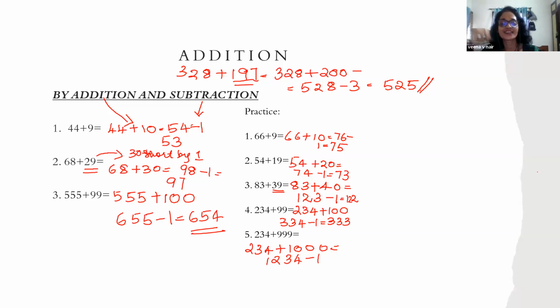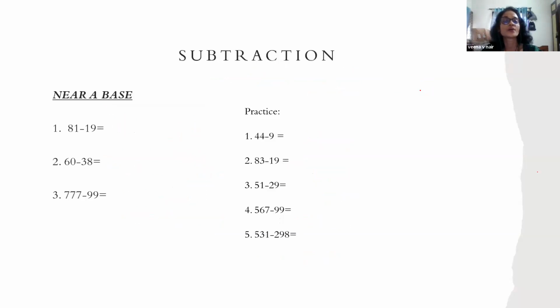Okay, now we are going to use something similar to this in our subtraction. Today we will be looking at only addition and subtraction, and tomorrow we will be looking at different techniques of multiplication. Right? The same way. What do you mean by a base?